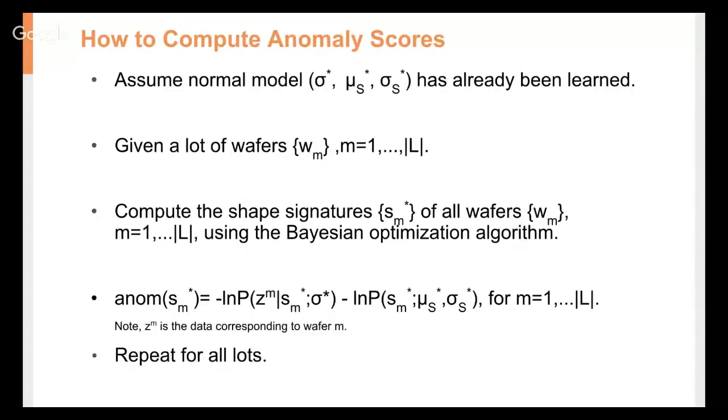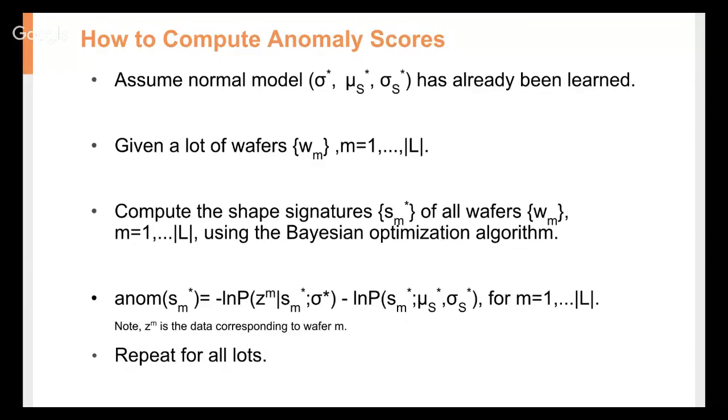So this is a step-by-step procedure for how to compute anomaly scores given what I've just described. It's pretty much what I just said to you. You assume the normal model has been learned on the initial set of wafers, and given a lot of wafers, you compute the shape signatures for those wafers using the optimization algorithm. Then the anomaly score of S_M star, which is the shape signature of wafer M, is just equal to the negative log likelihood minus the log prior, and you just substitute in the normal model parameters for the parameters of the distribution.